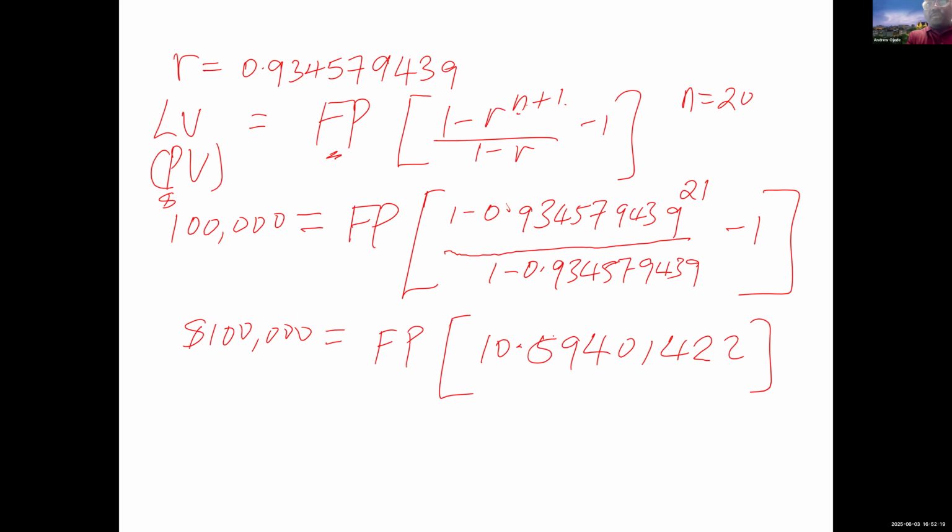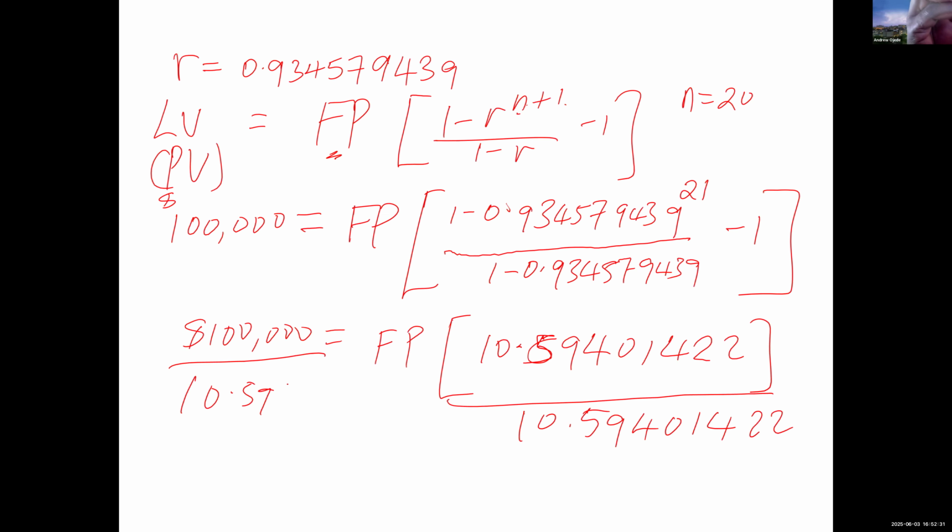Okay. Now to solve for FP, you're going to divide both sides by that ugly number, 10.59401,422. Divide both sides by 10.59401,422. So these cancel. So in your calculator, you still have that 10.59. So if you're using the calculator, you've already programmed that.